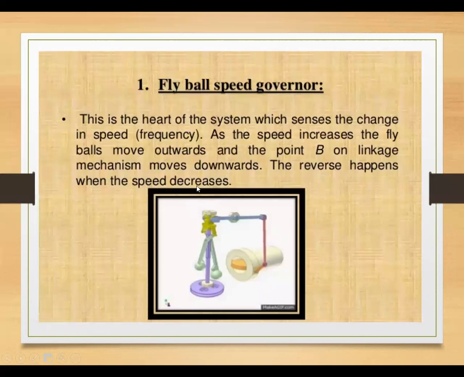First one, the flyball governor. It is a purely mechanical speed sensitive device coupled directly to the hydraulic amplifier, which adjusts the control valve opening via the linkage mechanism. As load increases, the speed of the turbine decreases and the speed changer gives a raise command; the flyballs move outwards, point B moves downwards, and the reverse happens with an increase in speed.